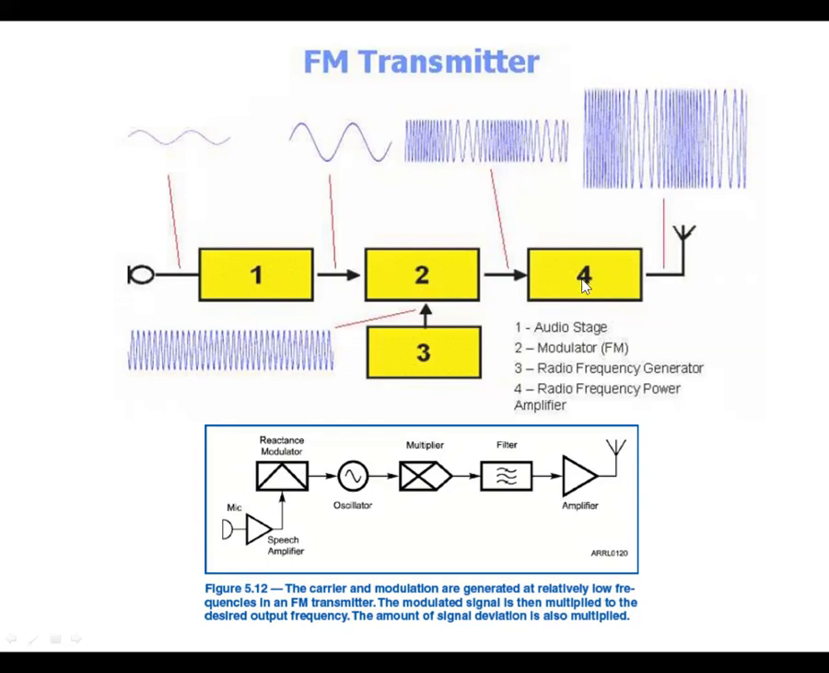And then we go through yet another RF amplifier, we get the power level up. You can see we're going from here to here, so we can generate more energy being radiated, and we go out the antenna. So that's how an FM transmitter will work.